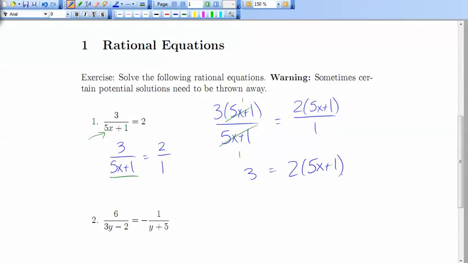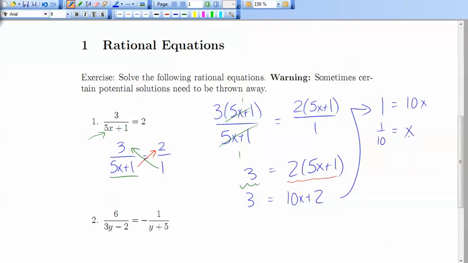Now another way of looking at this is that we just brought up the 5x plus 1 and multiplied it by that 2 there to get my right-hand side. And we can think of the 1 down here being brought up and multiplied by the 3 to get that left-hand side. But now what we have is a simple linear equation. So I can just go ahead and solve it. I'll expand the right-hand side. We get 1 is equal to 10x, and so we've got that x is a tenth.